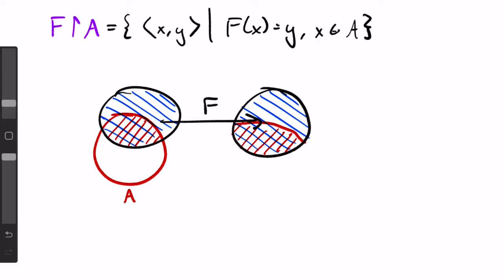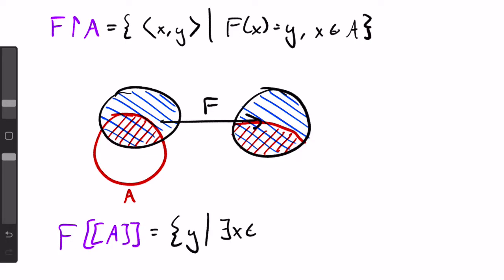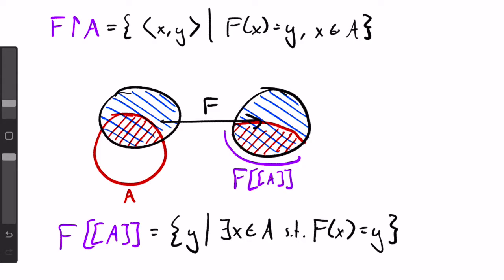And finally, the image of A under f is the set f[A] equals the set of all y for which there exists some x in A, such that f(x) = y. It's everything in the range of f that was sent over there by an element of A. This is also equal to the range of f restricted to A.